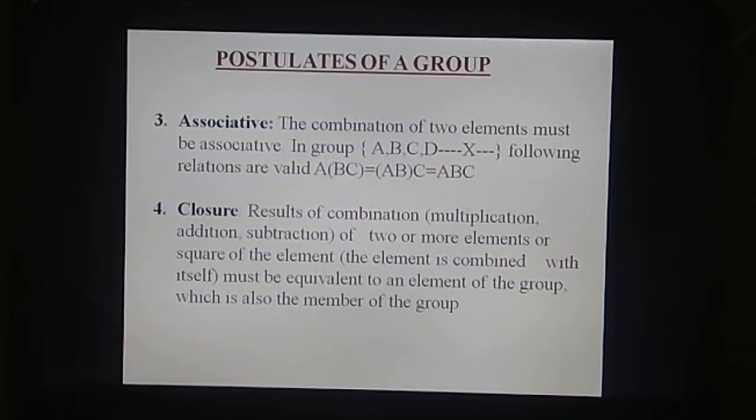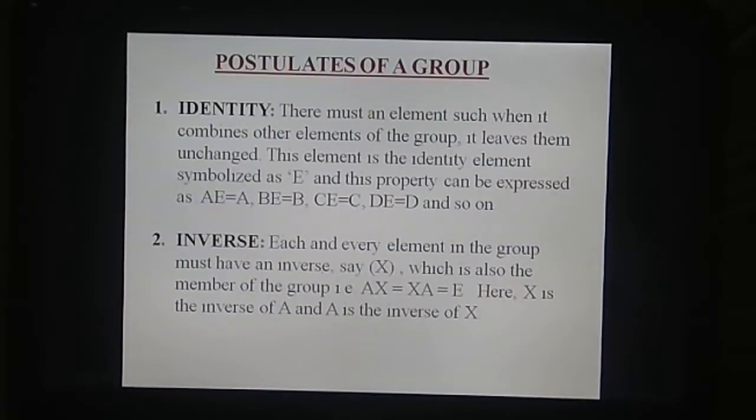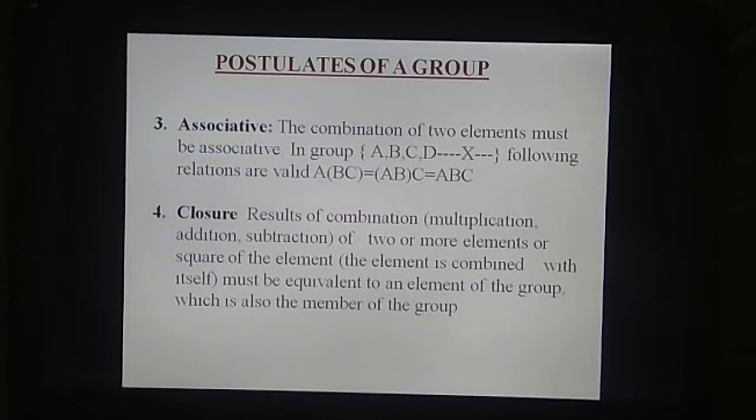Means any combination, multiplication, addition, subtraction, the result should be a member of the group. It is known as the closure property. So these are the four postulates of the group. I again repeat. First one is identity. Second one is inverse. Next one is associative. And the fourth one is closure.